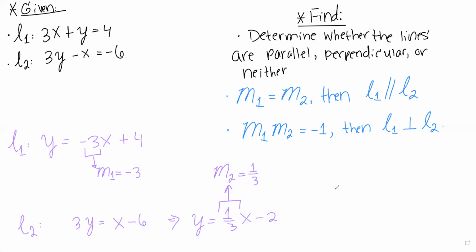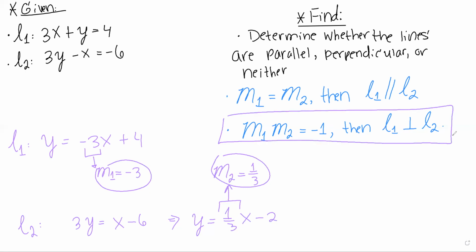So in this case, we see that the lines must be perpendicular because -3 and 1/3 are negative reciprocals of each other. Therefore, L1 is perpendicular to L2.